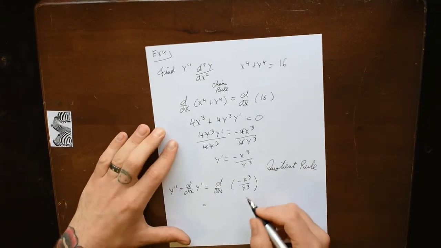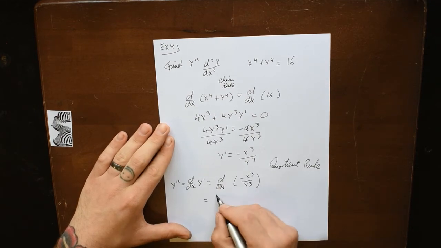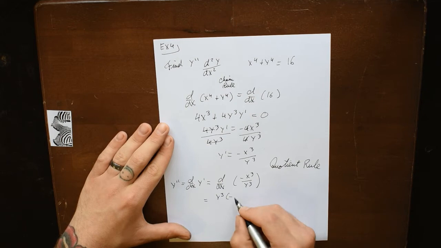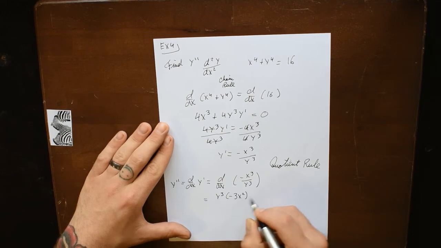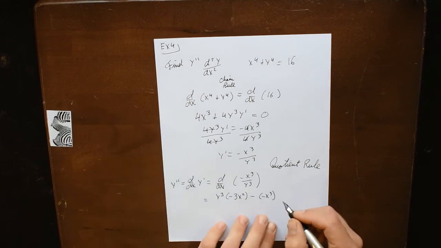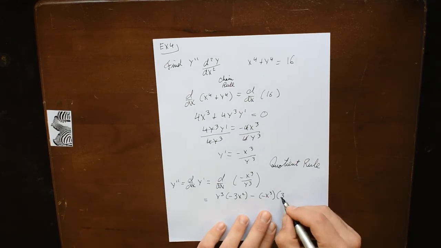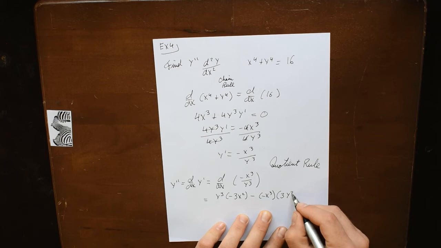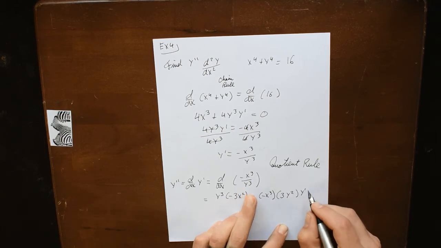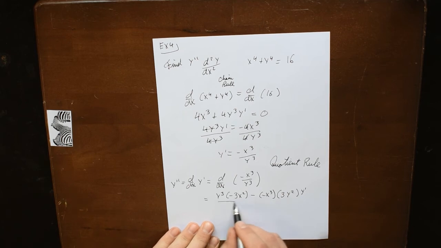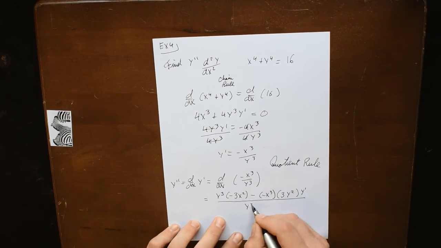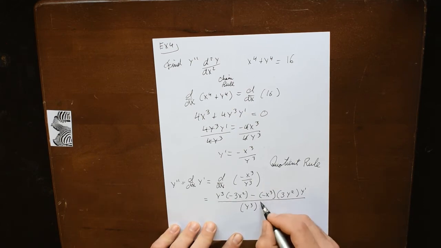That's going to be equal to low times the derivative of the top, negative 3x squared, minus the top, times the derivative of the bottom, 3y squared, times the derivative of the inside, y prime, all divided by the denominator squared, y cubed quantity squared.